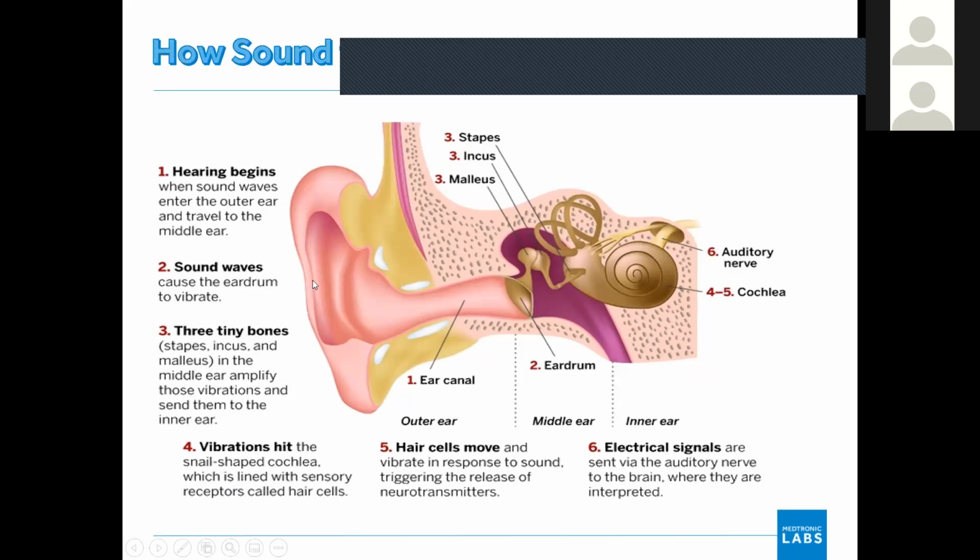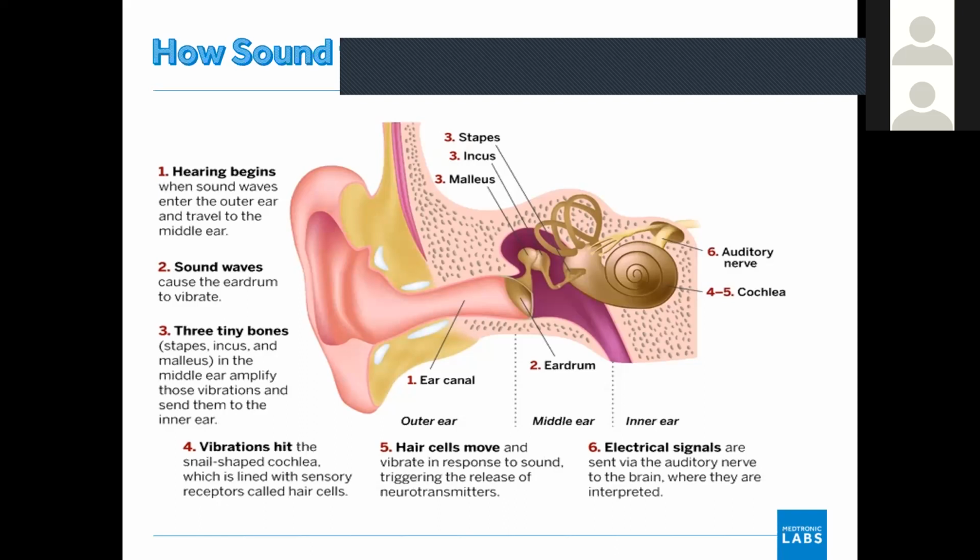So first, pinna and auditory canal. Pinna collects the sound, and via the auditory canal the sound travels and hits the tympanic membrane. The tympanic membrane starts vibrating. Here the sound wave is converted into vibration. So this is the first form of conversion. Then this vibration transmits to the ossicles. Ossicles are nothing but three bones: malleus, incus, stapes.